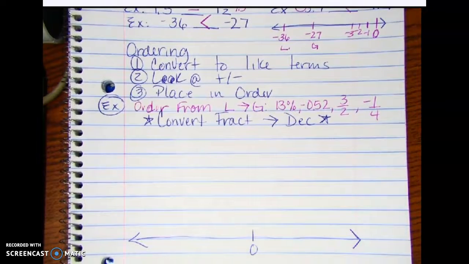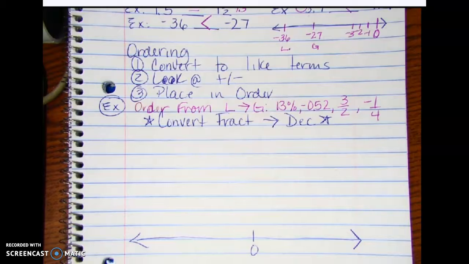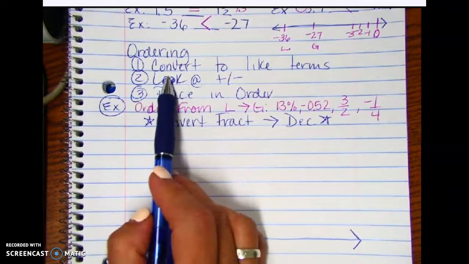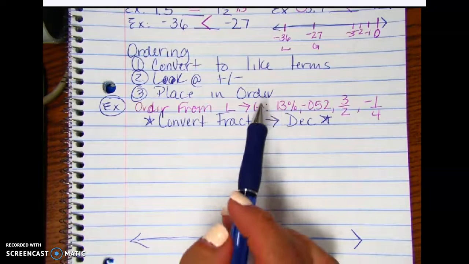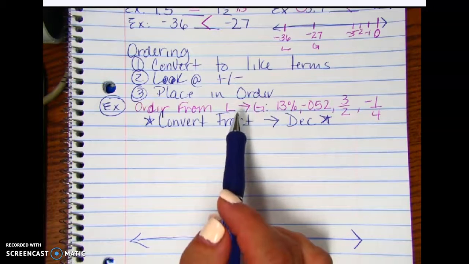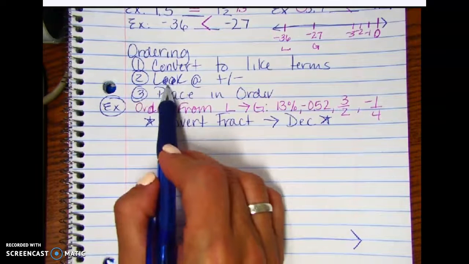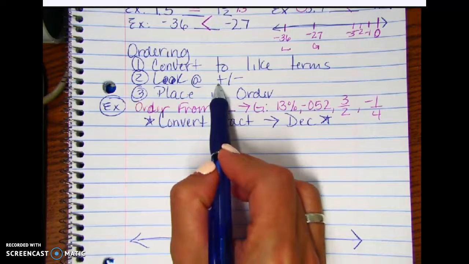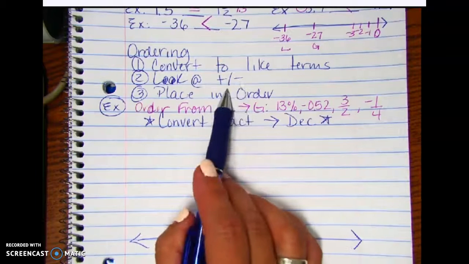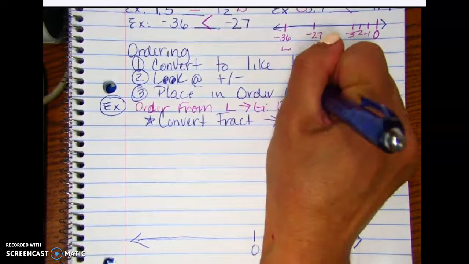All right, so now we said that we're doing ordering and comparing. Let's get to the ordering. Now first, we said yesterday we convert to like terms. So we're either going to have all decimals, all fractions, all percents. Okay? And once we've done that, we look to make sure it's either positive or negative, because that's going to be a big indicator on where it falls on my number line. Okay? And then we place them in order. And if I were you, I would use your number line.